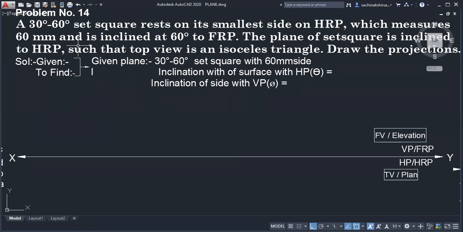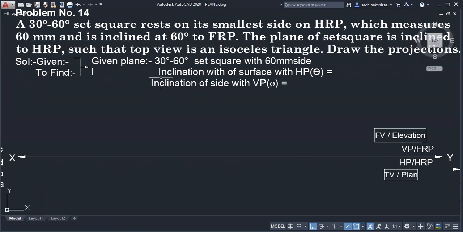Now forget about it. What is given in the problem statement? A set square is given. So which type of plane is this? You can see the shape of the set square. It will be of triangular shape, and it is given as a 30, 60, 90 set square. On which plane is it lying? It is lying on HP, so the true shape we are going to draw in HP.